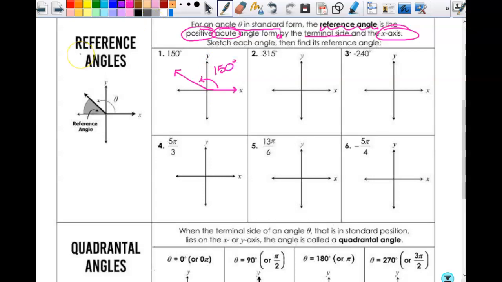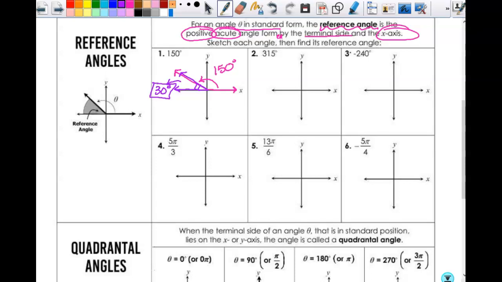Now, the reference angle goes from the terminal side to the x-axis. Right here. This right here is the reference angle. How big is that angle? 30 degrees. And you will see once we start putting a unit circle together why those reference angles are so very important. So for 150 degrees, your reference angle is 30 degrees.